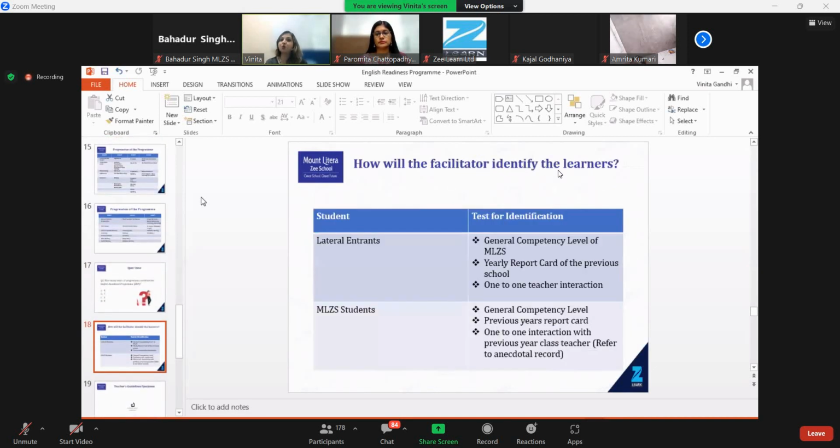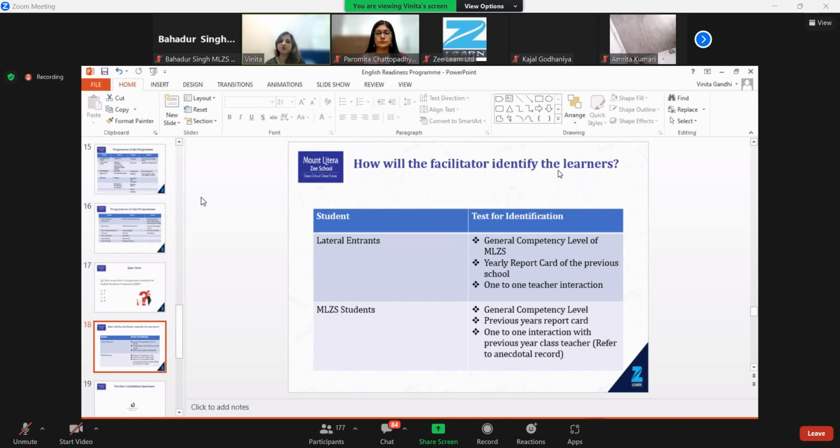And how to identify the learners. If there's a lateral entrant, then a general competency level test is required to be conducted for the MLZS. Then the yearly report card of the previous school and one-to-one interaction with the previous school teacher is required, or rather one-to-one interaction of the current school teacher with the student, for the teacher to understand the student and the needs of the student better.